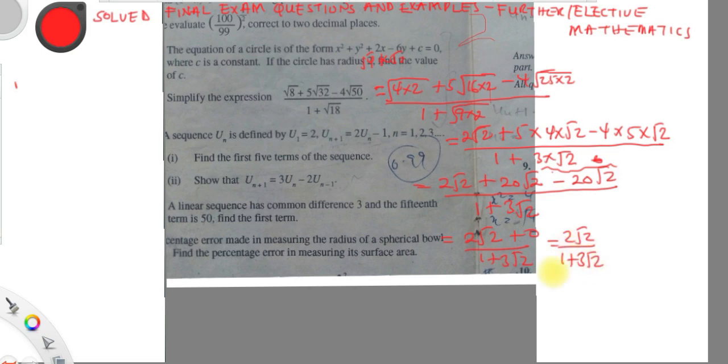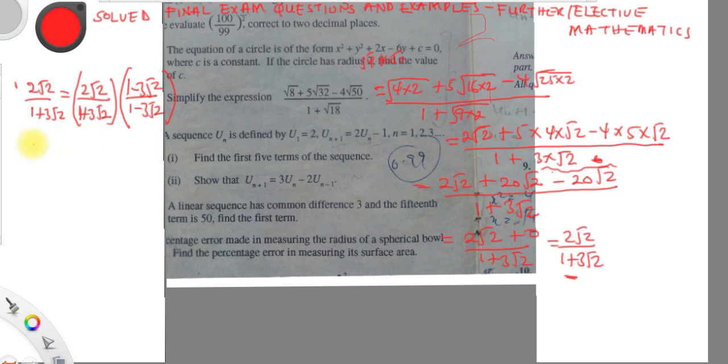So what is the conjugate? The conjugate of the denominator 1 plus 3 root 2 is 1 minus 3 root 2. Let's come here to continue. We have 2 root 2 all over 1 plus 3 root 2, the original expression, multiplied by the conjugate, 1 minus 3 root 2, all over 1 minus 3 root 2.